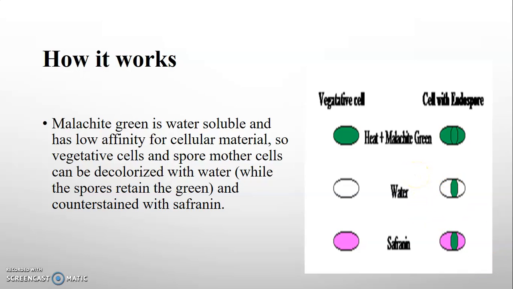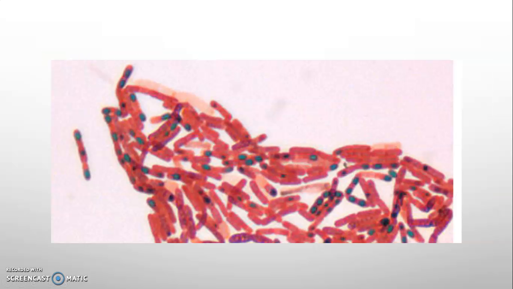The very last step is to counterstain with safranin. So safranin is going to stain any vegetative cell pink. So over here, this entire cell is going to be pink. It's endospore negative because there's no endospore within. And this cell over here, we see a pink cell, but it has a green endospore inside. So this cell over here is endospore positive. And like I said, the more time that goes by, the rest of this cell will die off and the endospore will be the only thing that's present.